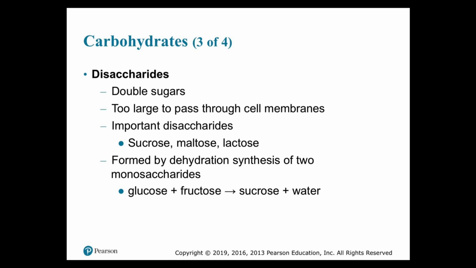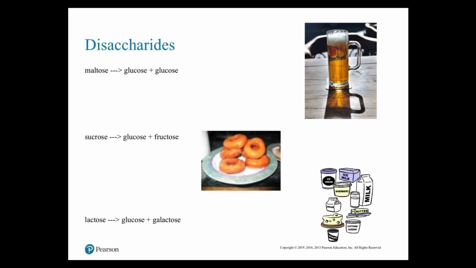For example, if you take a glucose and a fructose, in a dehydration synthesis, in other words, water is removed, you end up with sucrose. Here, maltose would be 2 glucose monomers joined together, and we said we find maltose in beer. Sucrose is a glucose and a fructose. Anything containing sugar contains sucrose. And lactose is a glucose and a galactose monosaccharide, these 2 monosaccharides joined together.